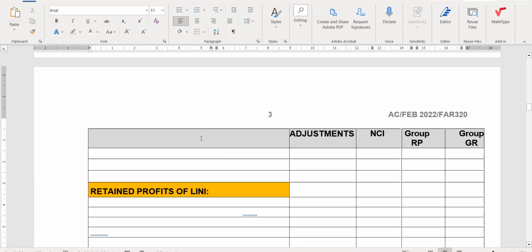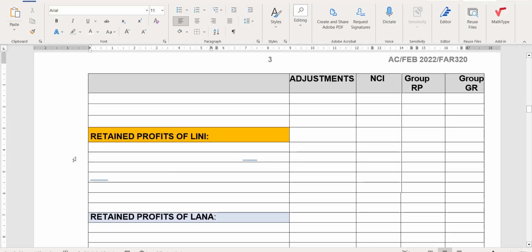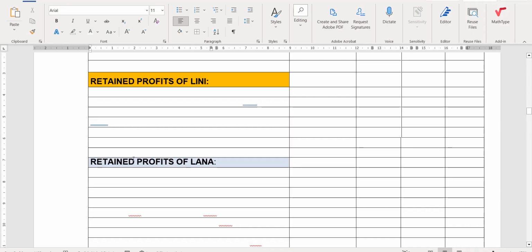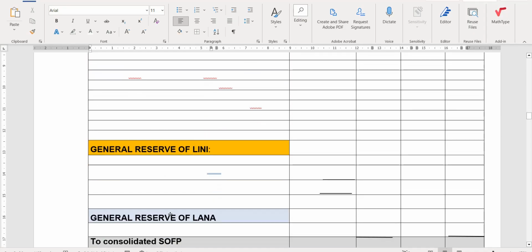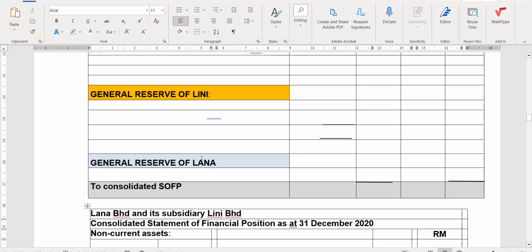the schedule, which I have included here, where I divided that into 5 columns, where the last column here is the group general reserve, and here you have the group retained profit, here the NCI. In this section is the adjustment, and you need to include a few headings depending on how many subsidiaries you have. Here only one subsidiary, so retained profit of Lini, and then leave some space for retained profit of Lana, which is the parent, general reserve of Lini, and leave some space for general reserve of Lana.